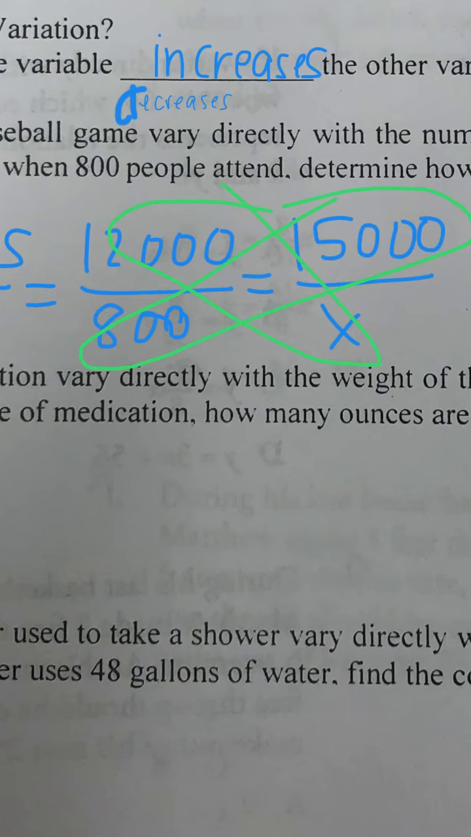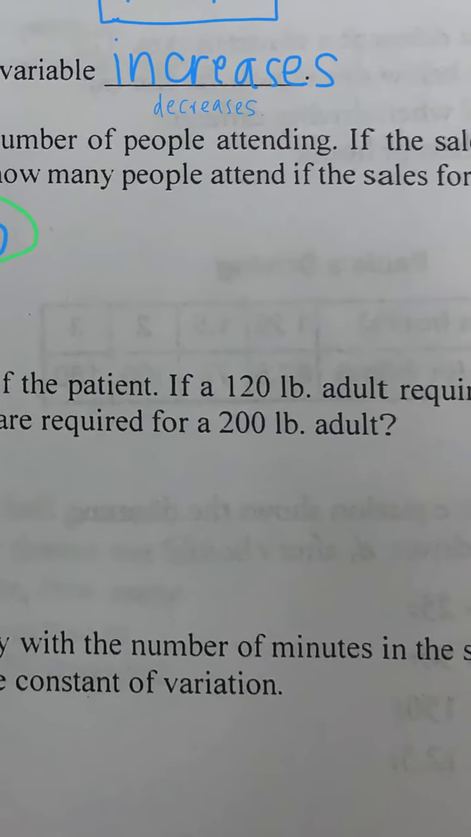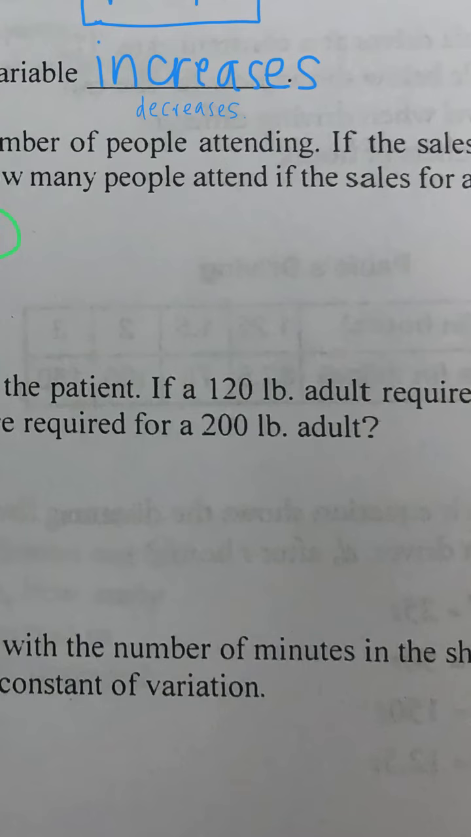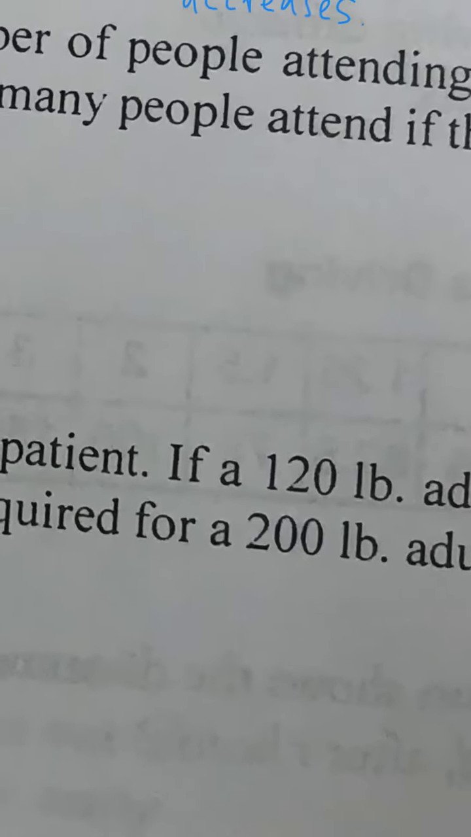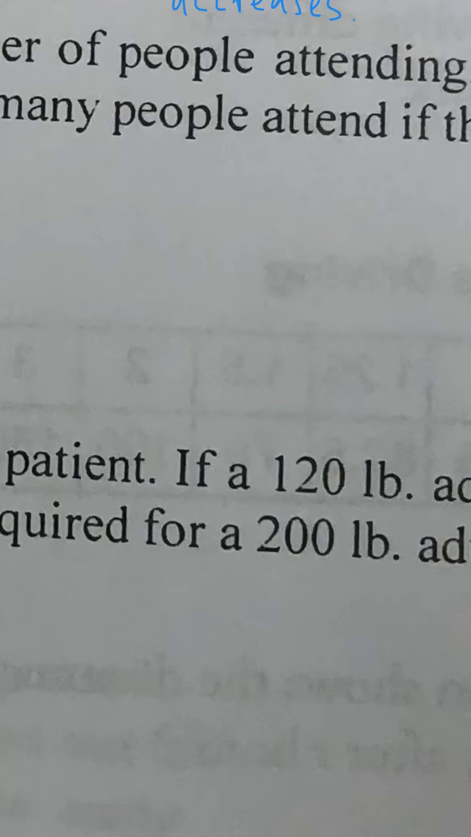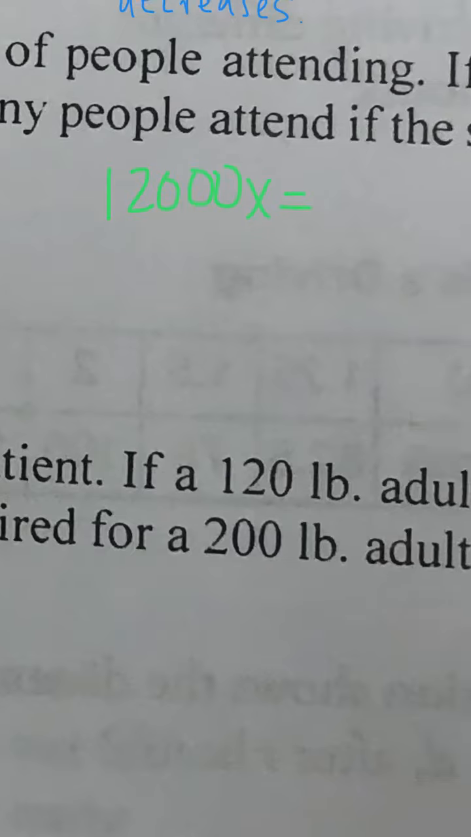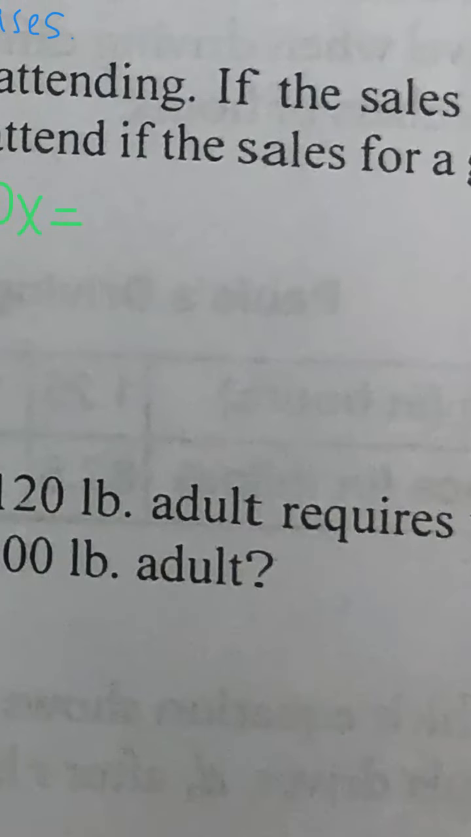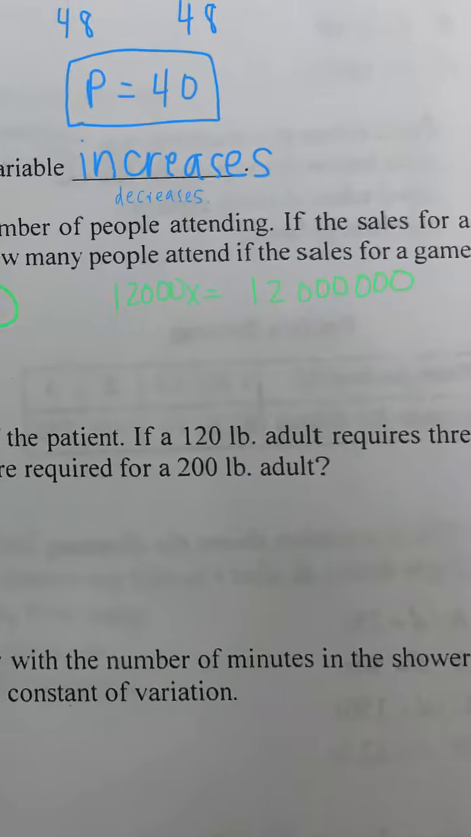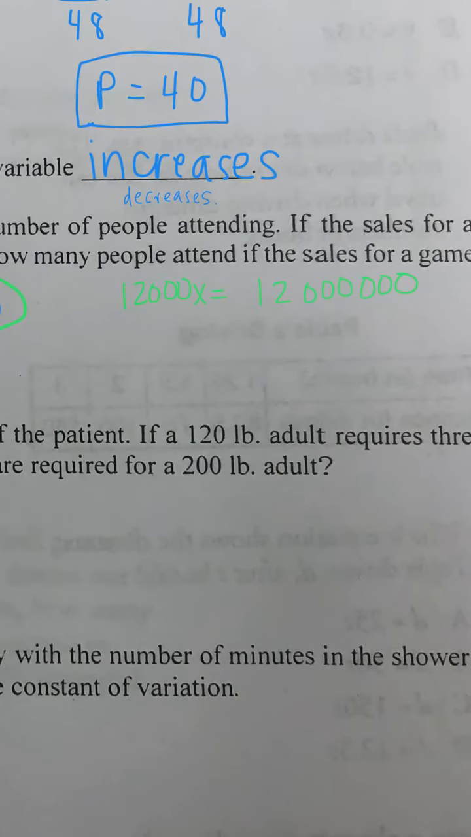Okay, so let me write it over here. Let me zoom in. Because it's a really big number, 12,000x equals, I think this is 1, 2, 3, 4, 5, 6. It's a huge number, 12 million. So how do you solve for x? You would just divide everything by 12,000.